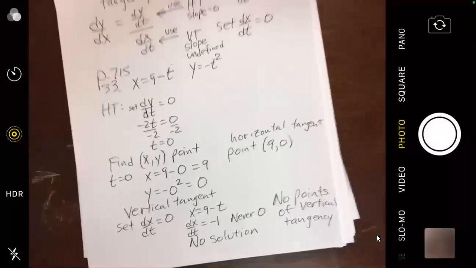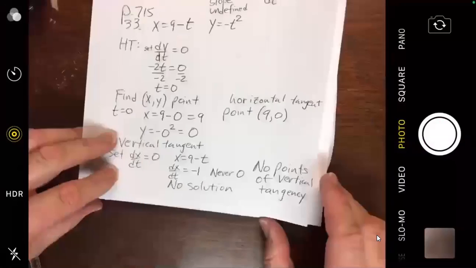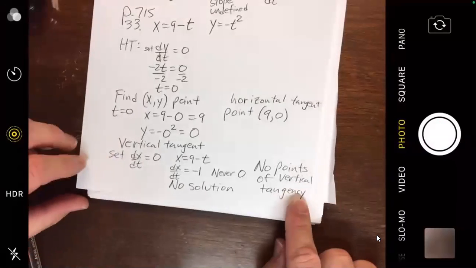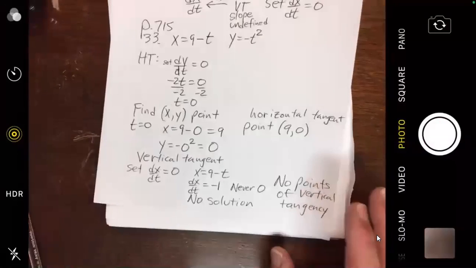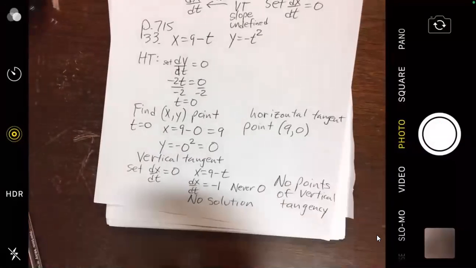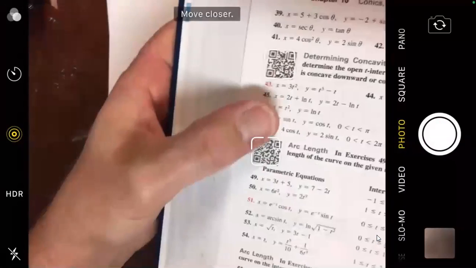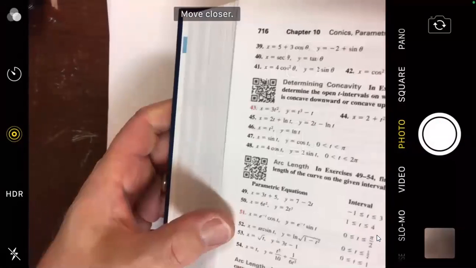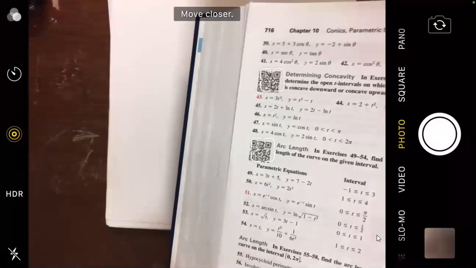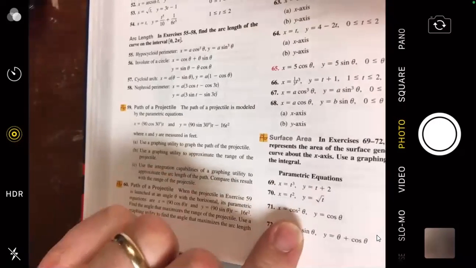All right. And so, yeah, there are no points of vertical tangency here. The next set of problems, we're not going to mess with concavity, are arc length and surface area. These are pretty much plug and chug kind of problems.